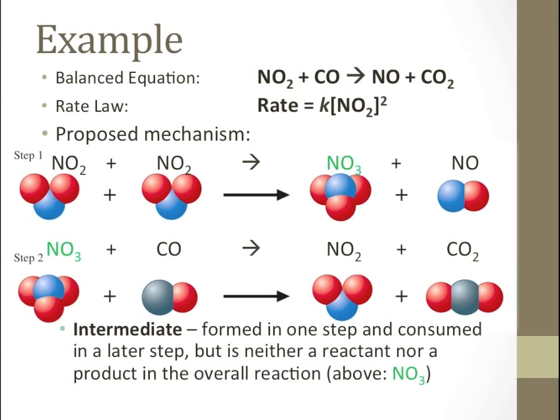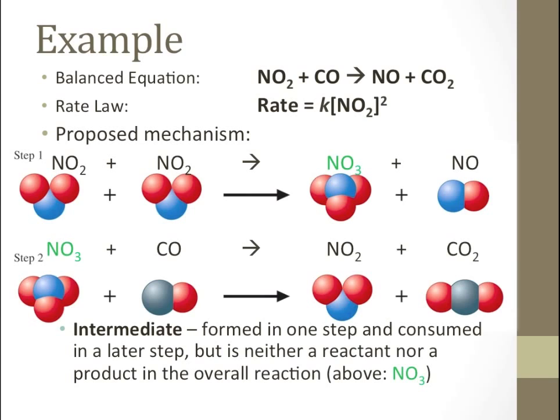Notice that in the first step, nitrogen trioxide is formed. NO3 does not appear in the overall balanced reaction because it is used up in step 2 of this mechanism. This type of behavior is what typifies an intermediate. Intermediates are substances formed in one step of a mechanism, but used up later so that they don't appear at all in the overall reaction. So now we must ask ourselves if this proposed two-step mechanism is acceptable for this reaction.